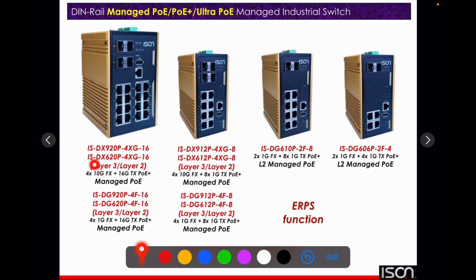IS-DX900P and DX600P and DG900P and DG600P series are also the DIN rail managed PoE and PoE Plus and Ultra PoE industrial switch. They provide up to 16 ports PoE output with 10G transfer rate and layer 3 and ERPS functions.